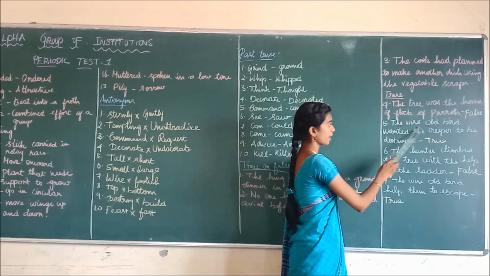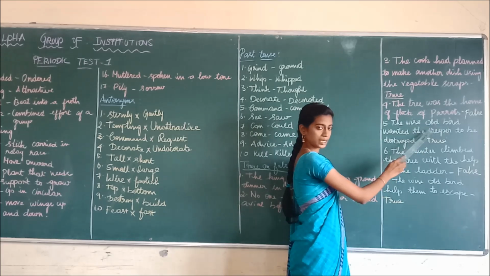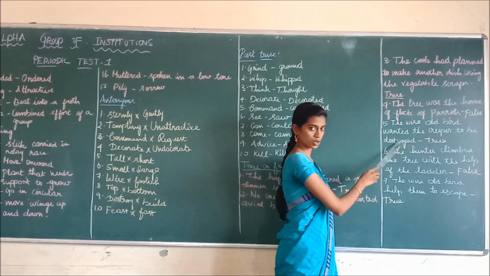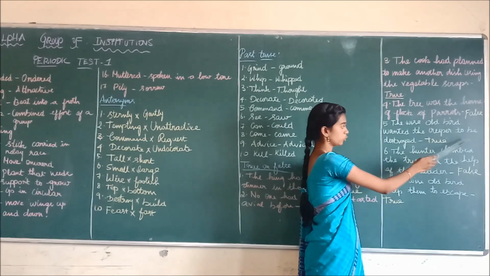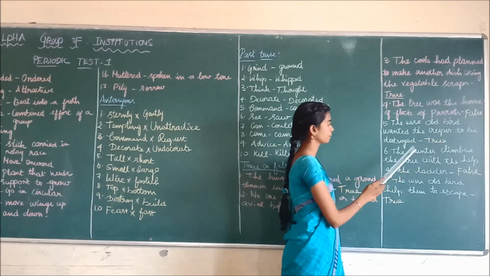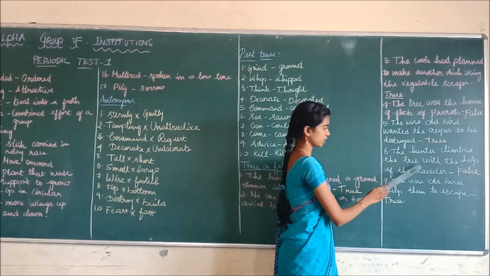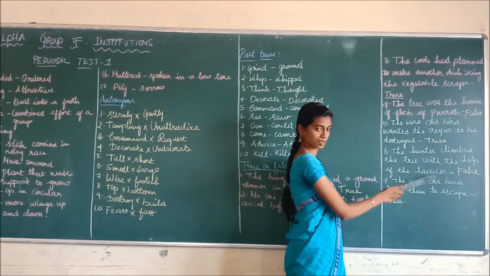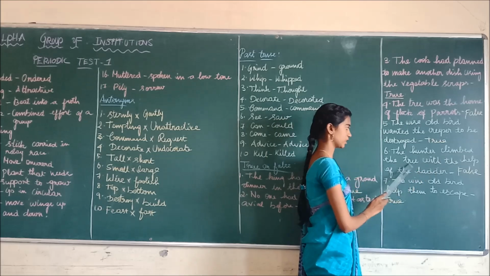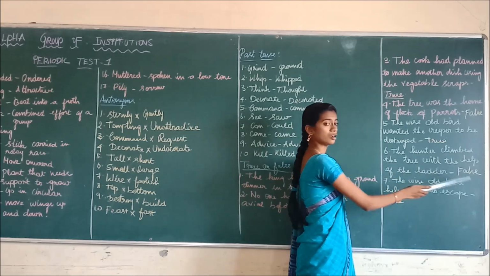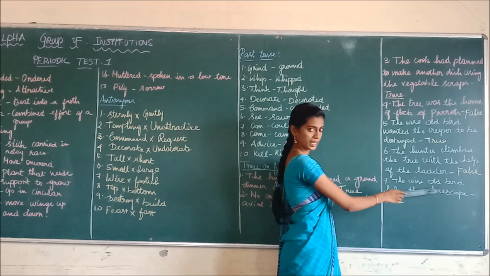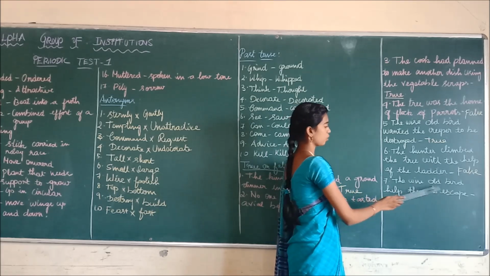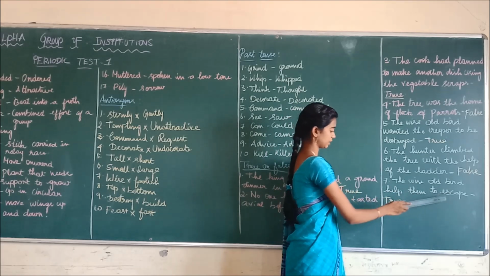The wise old bird wanted the creeper to be destroyed. True. The hunter climbed the tree with the help of the ladder. False. The wise old bird helped them to escape. True.